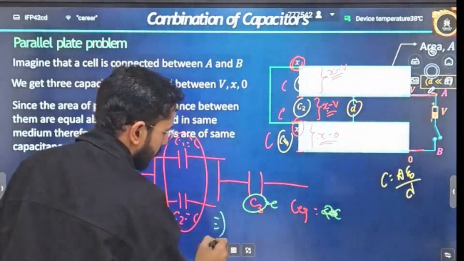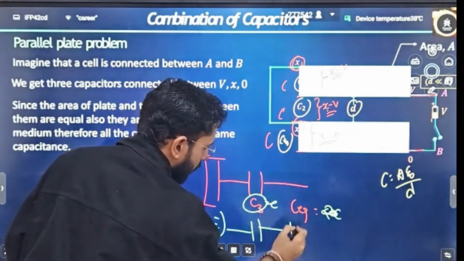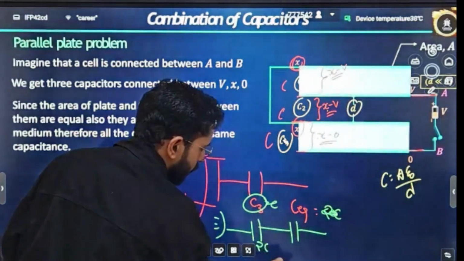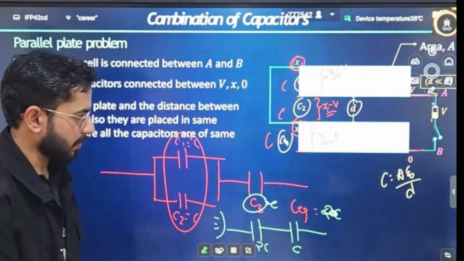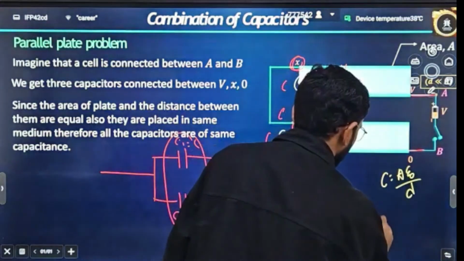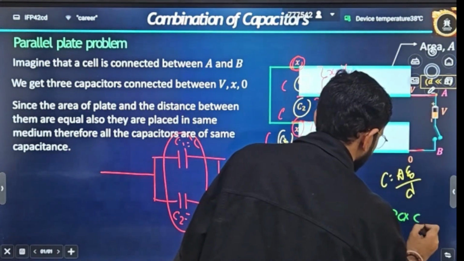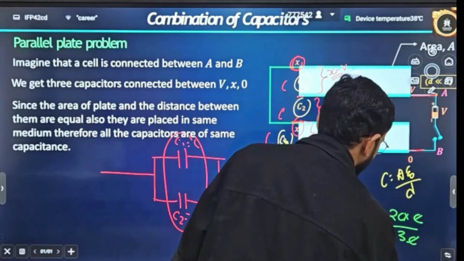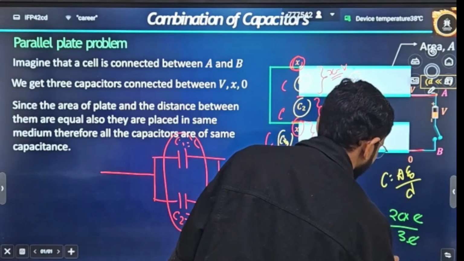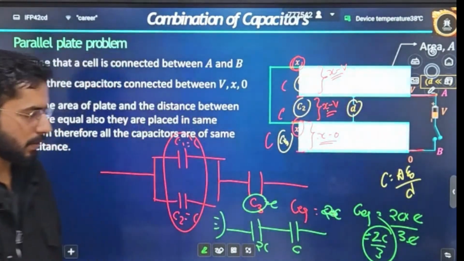Finally, the next diagram that we will be drawing will be the final equivalent diagram. 2C and C are in series. That means finally C equivalent is 2C into C divided by 3C. C equivalent will be 2C by 3. Finally, simply your answer will be like this.